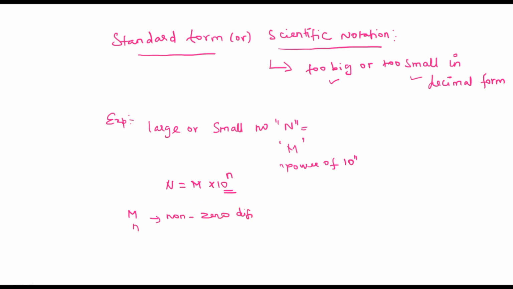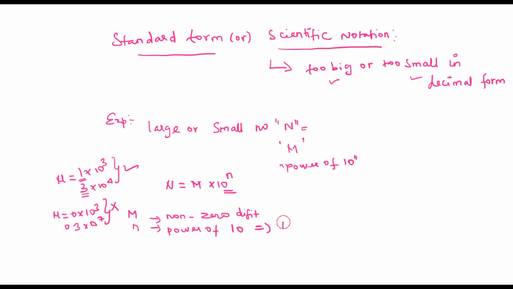For example, M can be 1 into 10 power 3 or 3 into 10 power 4; this is the condition. If you take 0 into 10 power 3 or 0.3 into 10 power 7, that is wrong. Only this is the right form. The first digit must be a non-zero digit, which is called M. Then n is the power of 10, which may be either positive or negative. Do you understand? Okay, good.